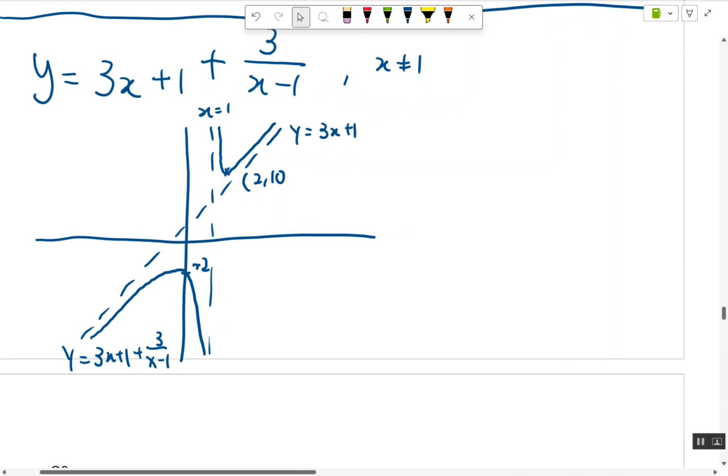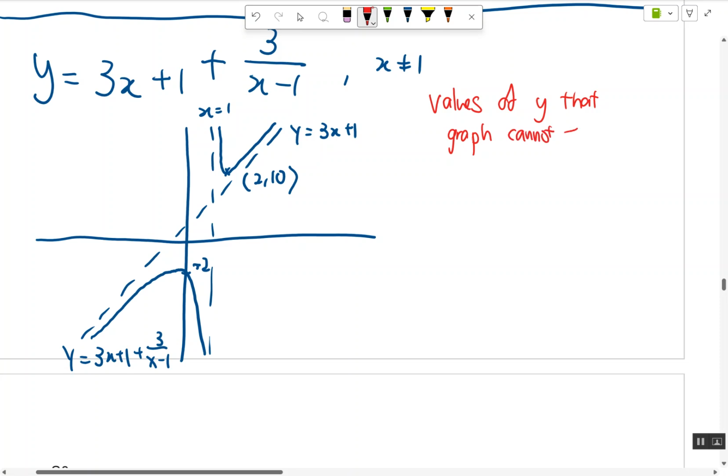Look here, guys, you're not looking here anymore. If the question asks, what are the values of y that the graph cannot take? Very good. The values of y means we look at the y-axis. Can you see the graph is non-existent from here to here? What is the value here? 10. What is the value here? Negative 2. So y is in between negative 2 and 10, not inclusive.